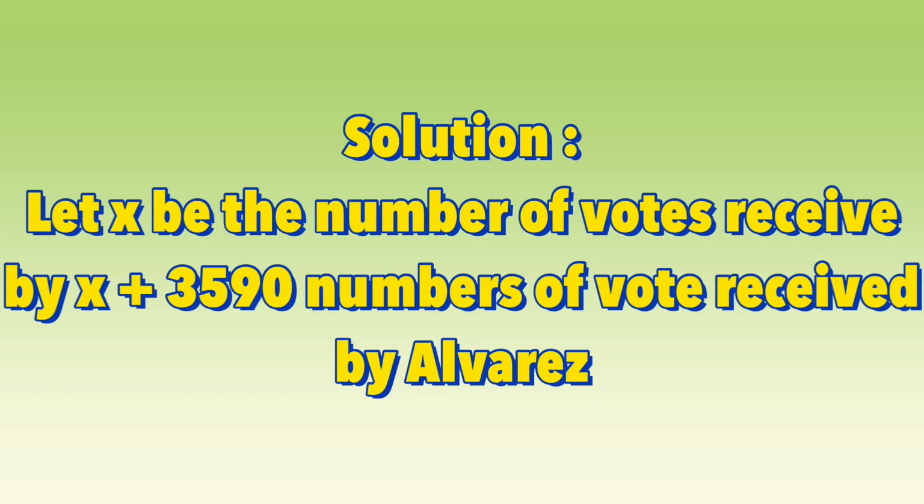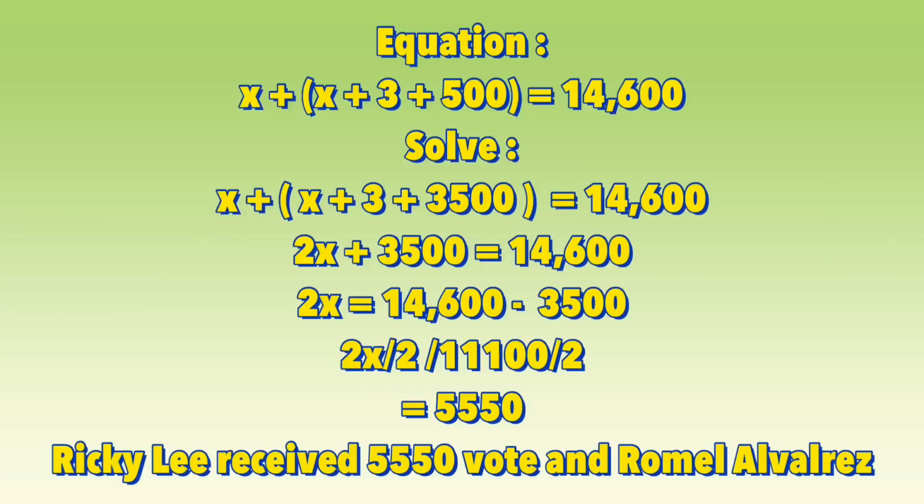Next, we're going to make an equation. Since 14,600 votes were cast in all, we're going to add: X plus X plus 3,500 equals 14,600. And that's our equation. Then we're going to solve the equation.